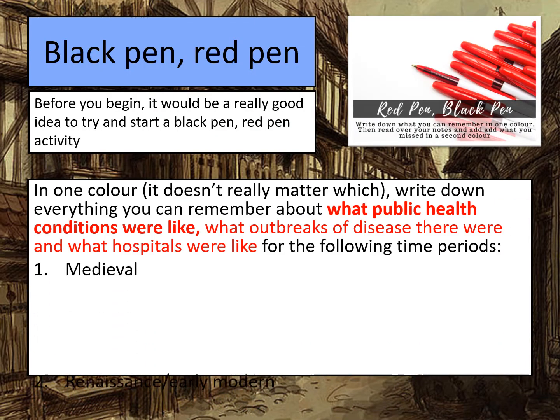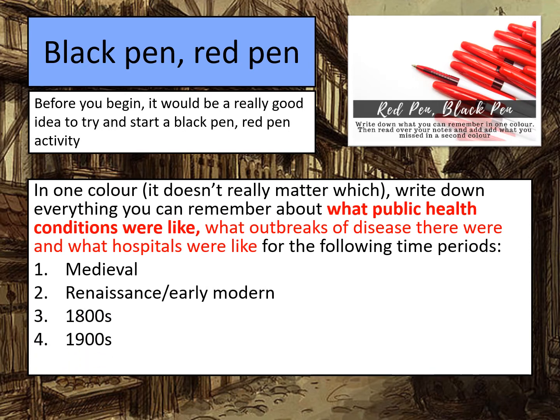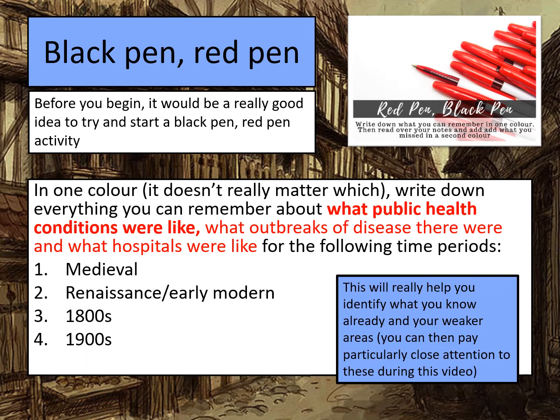Before I begin talking through the information, it would be a really good idea to pause the video here and have a go at the first bit of a black pen, red pen activity. The idea is that you would pause the video and write down everything you can remember without looking at any notes about what public health conditions were like in each of these 4 time periods, and also what kind of outbreaks of disease they suffered with, and even things like what hospitals were like. So you could start off with medieval, write down everything you can remember about these 3 different areas here, then move on to Renaissance, 1800s and 1900s.